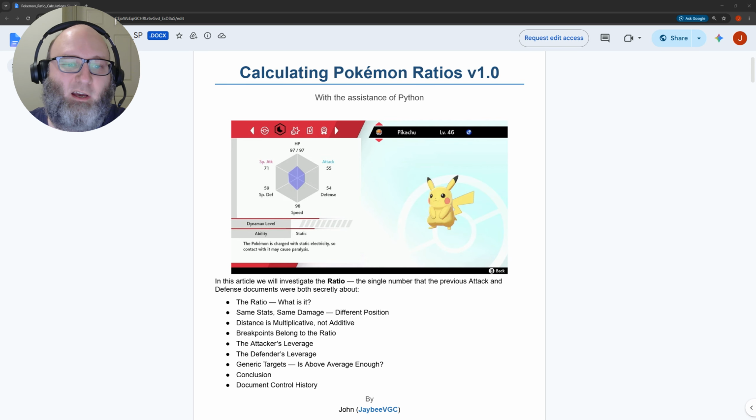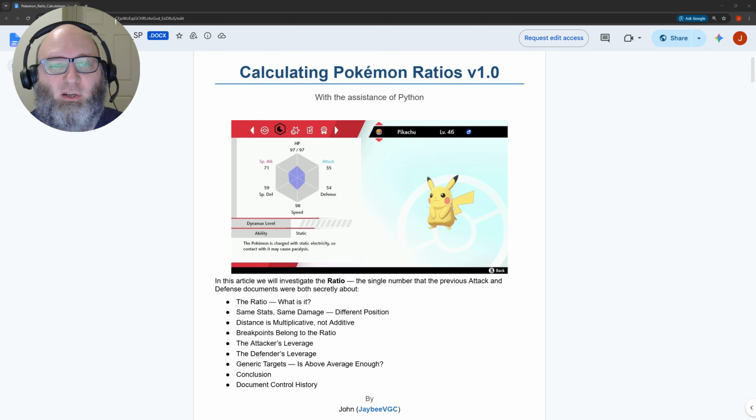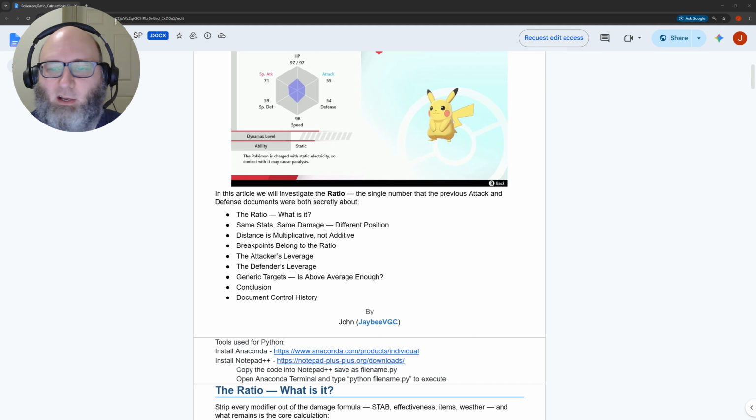So in this article, we will investigate the ratio, the single number that the previous attack and defense documents were both secretly about. We'll answer the questions: the ratio, what is it? Same stats, same damage, different position. Distance is multiplicative, not additive. Breakpoints belong to the ratio. The attacker's leverage, the defender's leverage. Generic targets is above average enough. And the conclusion.